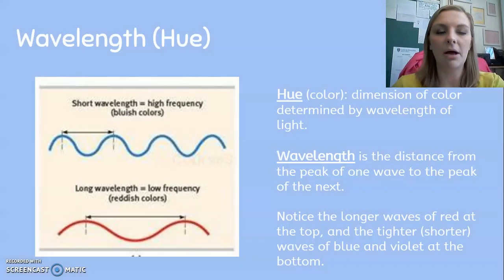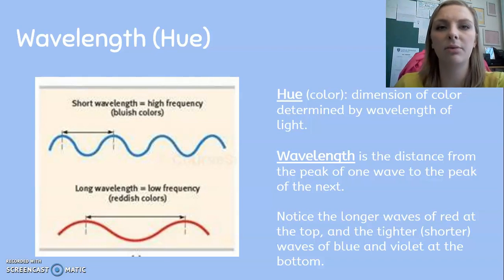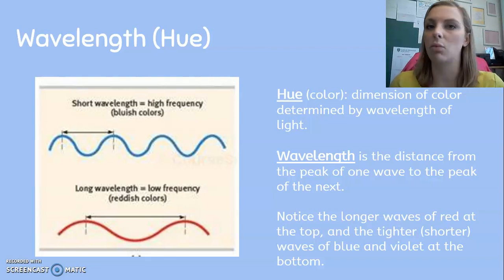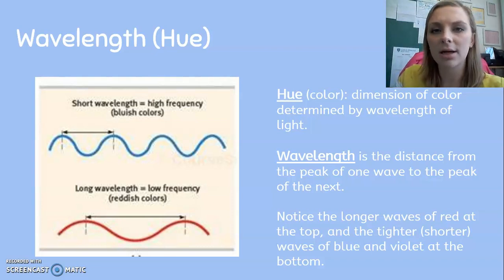Okay, so let's talk about how we actually perceive images. When we think of light, you can think of it in terms of waves, like waves in a wave pool. Hue, or the color of the light coming in, is based on the wavelength. The wavelength is the distance from one peak of a wave to another.